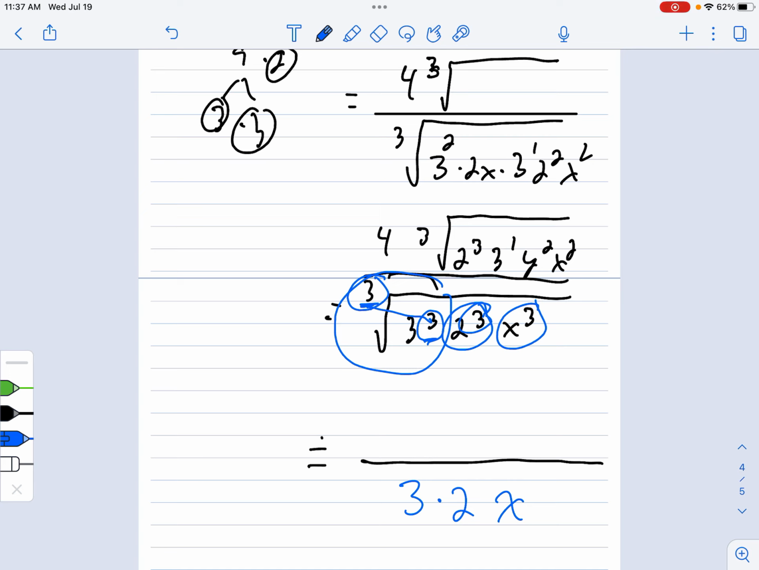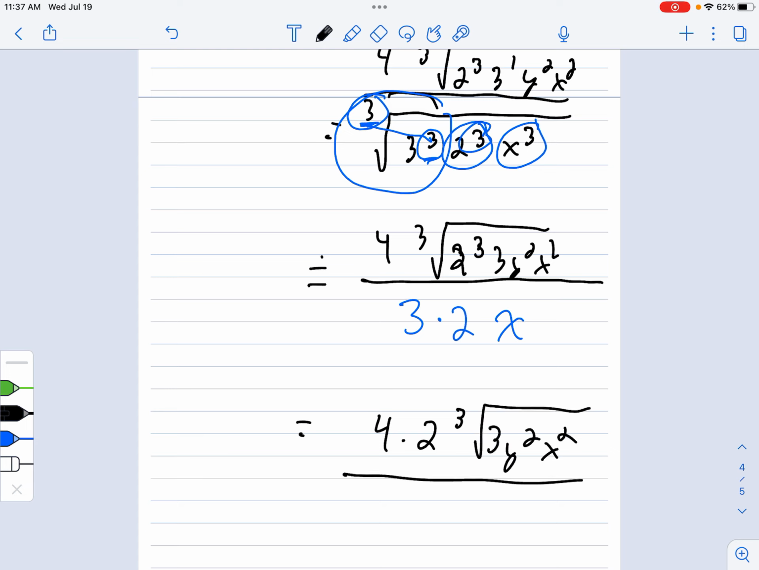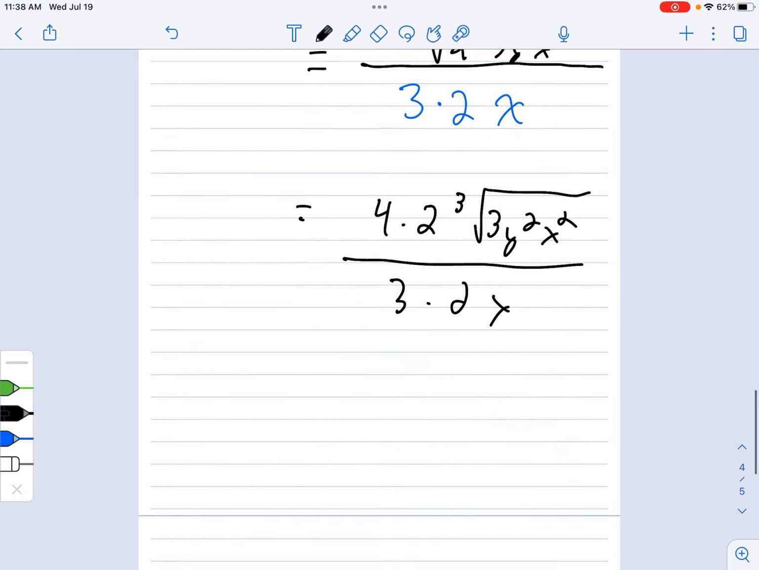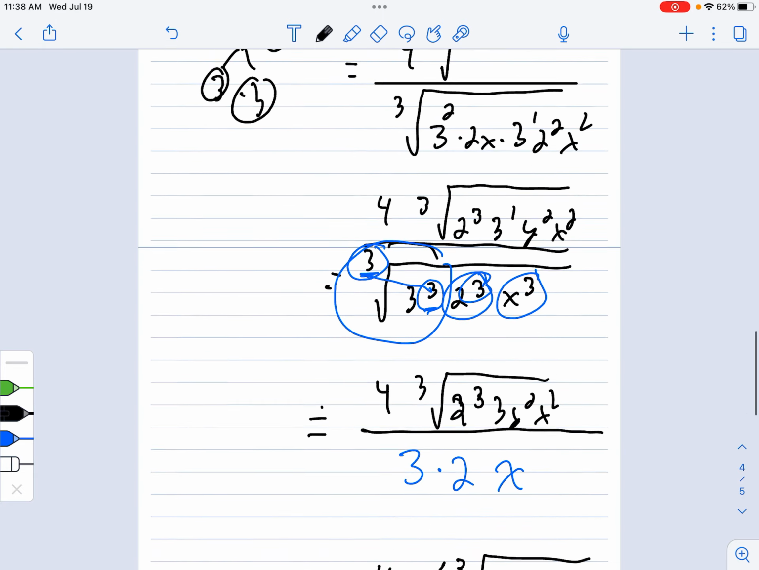And then on the top, I would have 4 cube root of 2 cubed times 3y squared x squared, and the cube root of 2 cubed, that's 2, and you would just have a 3y squared x squared. And I do not care that I still have a radical in the numerator. That's because we're rationalizing the denominator, not the numerator, so that's fine. And I can cancel a bit here. The 2s cancel, and we get 4 times the cube root of 3y squared x squared over 3x. All right, so that does it.